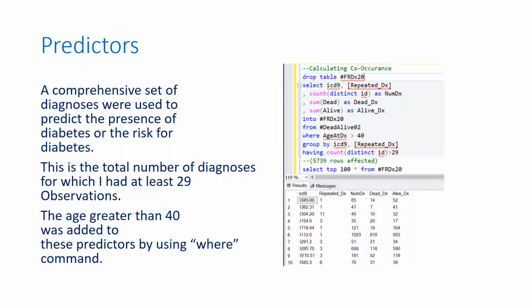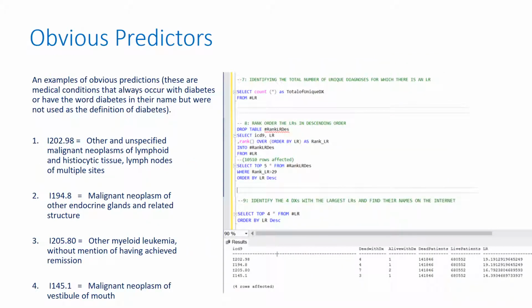A comprehensive set of diagnoses were used to predict the presence of diabetes or the risk for diabetes. This is a total number of diagnoses for which I had at least 29 observations. The age greater than 40 was added to these predictors by using where command. This is an example of obvious predictors. These are medical conditions that always occur with diabetes or have the word diabetes in their name but were not used as a definition of diabetes.